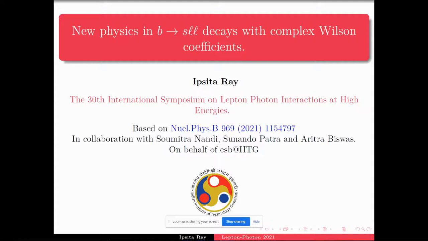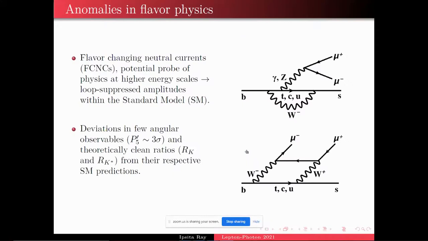First of all, I would like to thank the organizers for giving me this opportunity to present our work, which is based on this paper. It is presented on behalf of our group at IITG. You can check our group details on this webpage. Now, as the title suggests, the reason why the B to S l l transitions are so fascinating is that they are loop suppressed within the standard model, and those are potential probes of physics at higher energy scales. Over the years, deviations have been observed in a few of the angular observables like P5 prime, and also in the theoretically clean ratios like RK and RK star from their respective standard model predictions. It has also been mentioned in the previous talks.